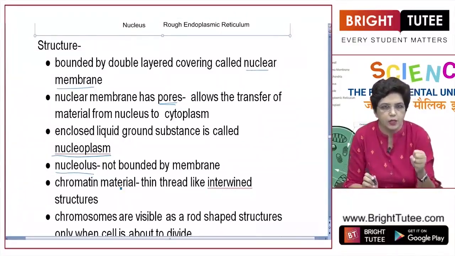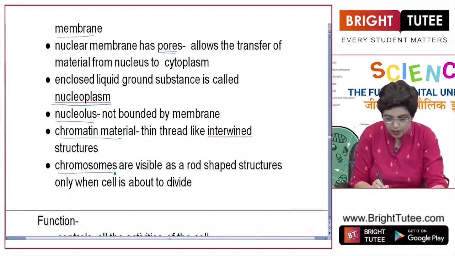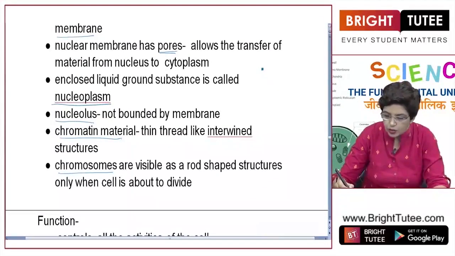It is a dense part and it is not surrounded by any membrane. It contains thread-like material which is called chromatin. They are intertwined structures. Chromosomes are visible as rod-shaped structures only when the cell is about to divide. So a typical nucleus will look like this.